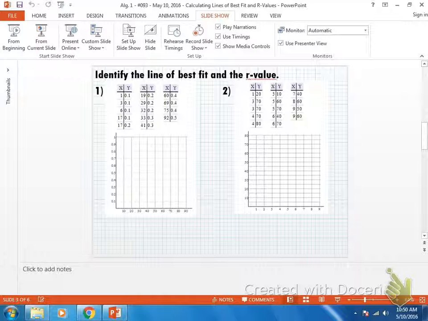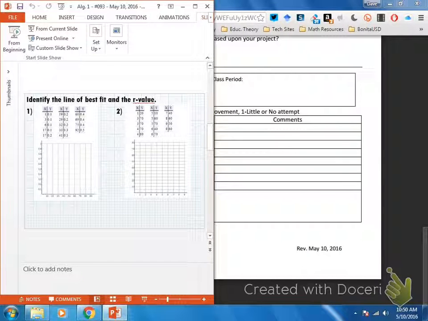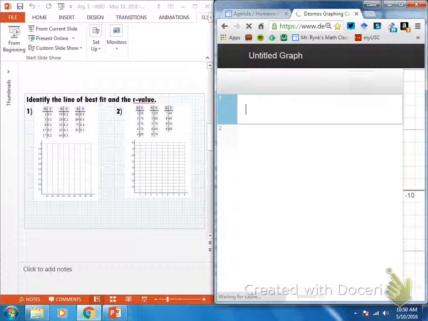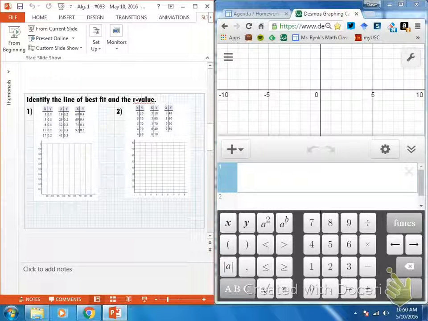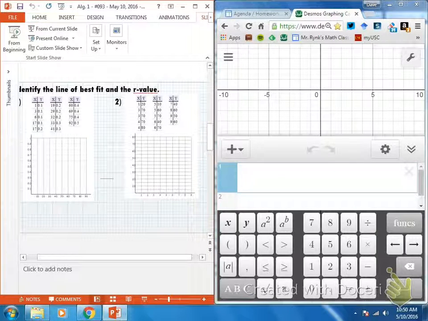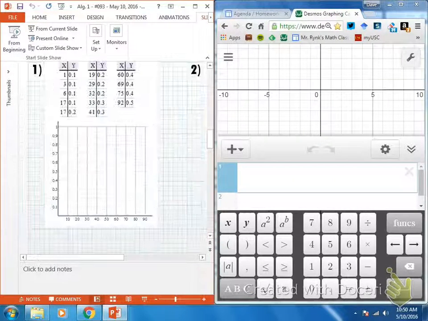Okay, so I'm going to have my little, there it goes. That's all my data here. I'll zoom in on it so you can see it a little better on the video and on the screen. Okay, data's all here on the left, and then I got my Desmos calculator.